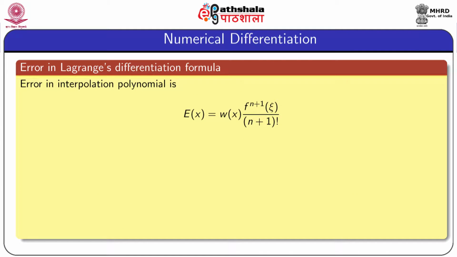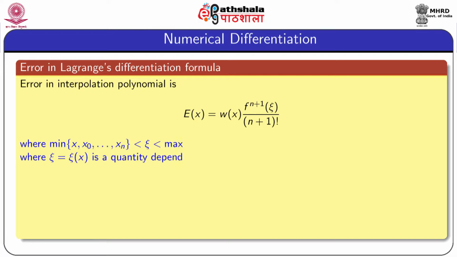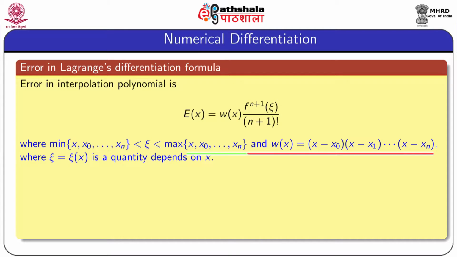The error in the interpolation polynomial due to Lagrange is given by this expression: E(x) equal to W(x) into the (n plus 1)th derivative of f at xi divided by factorial (n plus 1), where W(x) is given by the product of the factors (x minus x0) to (x minus xn). This is the usual definition of W, and xi lies between the maximum and minimum values of the arguments x0 to xn and x. The point xi is a function of x, and obviously it is dependent on the variable x.